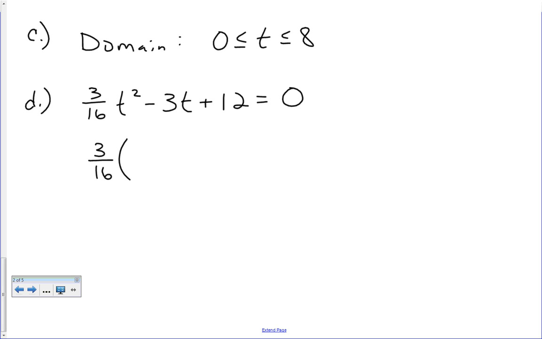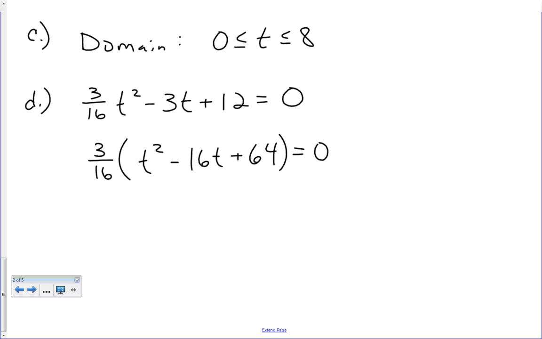So let's factor out a 3/16, and you'll be left with t squared. And when I factor out a 3/16, when I take 3 and divide it by 3/16, that leaves me with 16, minus 16t. And when I take 12 and divide out 3/16, that's going to leave me with 64. 12 divided by the 3 gives you 4, times the 16 is how we're getting the 64 there. And we want to set this equal to 0.